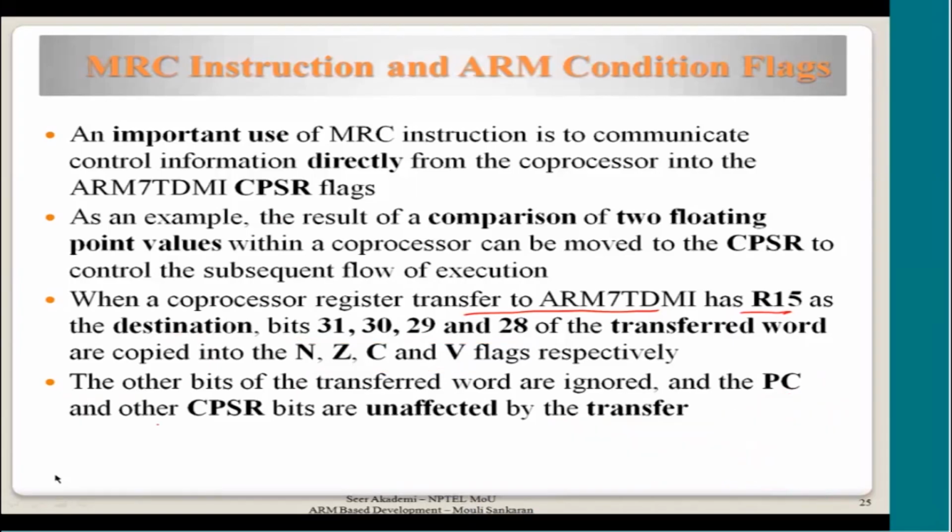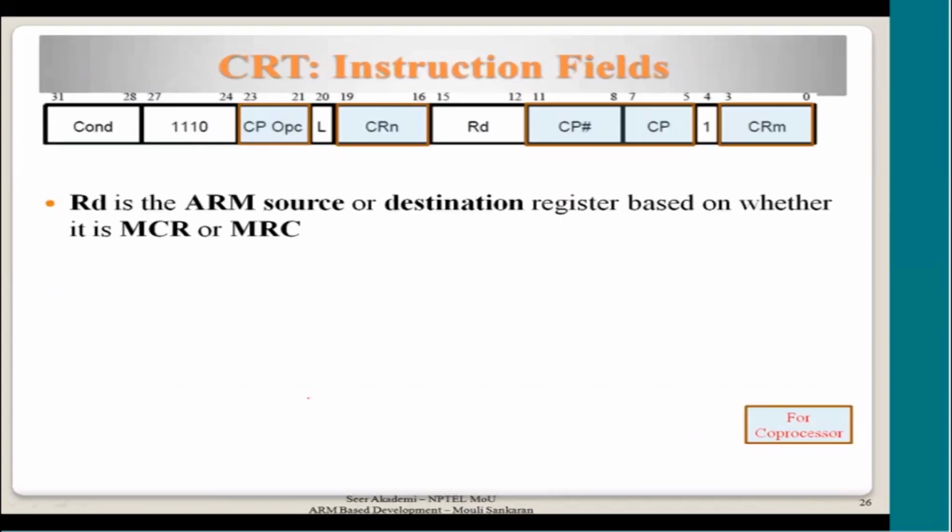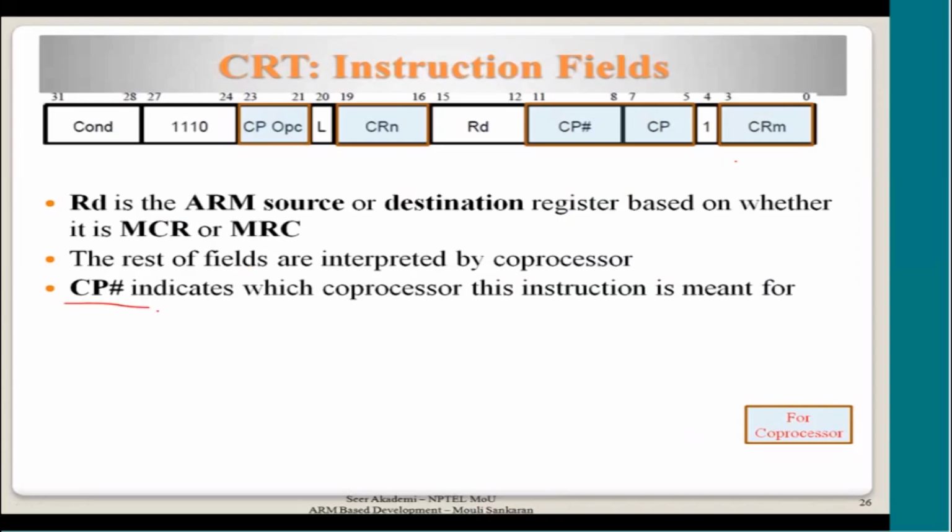So what are the instruction fields? I explained that to you already. The destination register depends on whether it is MCR or MRC. The rest of the fields are interpreted by the coprocessor. CP indicates the coprocessor ID.